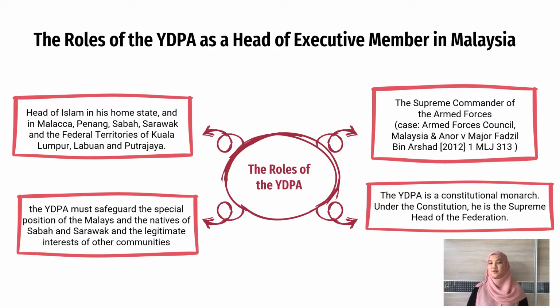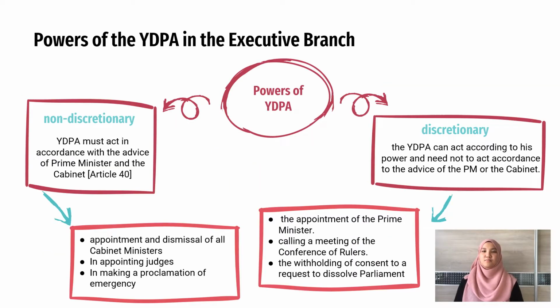Lastly, the most important one, the Yang di-Pertuan Agong is a constitutional monarch. Under the Constitution, he is the supreme head of the Federation. Since the powers of the Yang di-Pertuan Agong come from the Constitution, it provides that in exercising his functions and roles, the YDPA must generally follow the advice of the Prime Minister or Cabinet. This is the definition of non-discretionary powers of the YDPA as stated under Article 40 of the Federal Constitution.